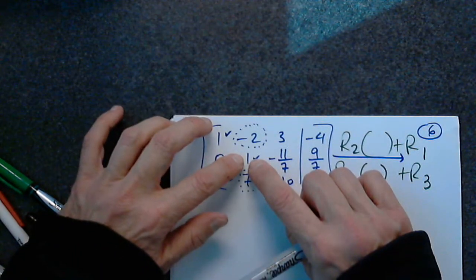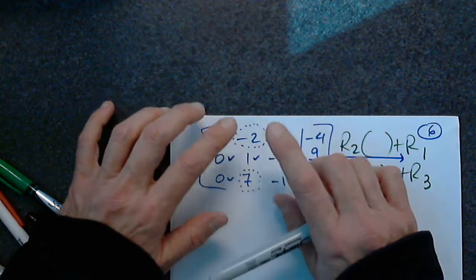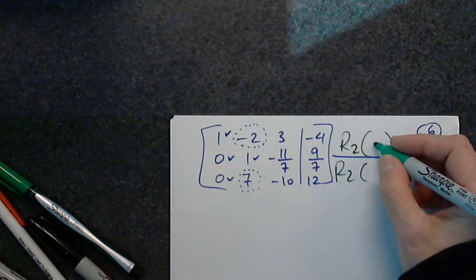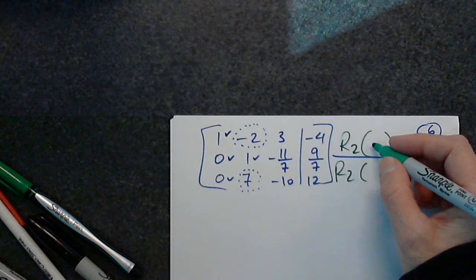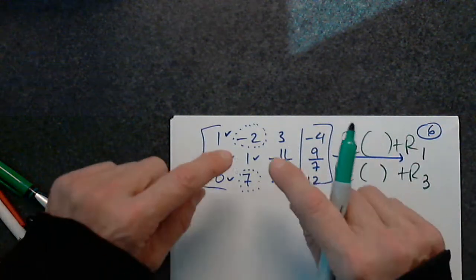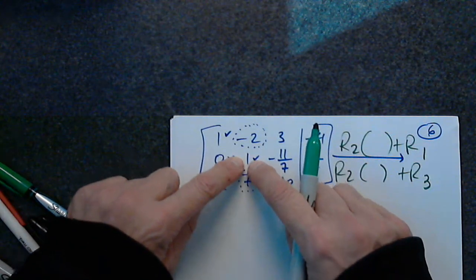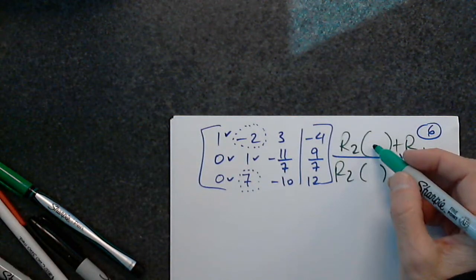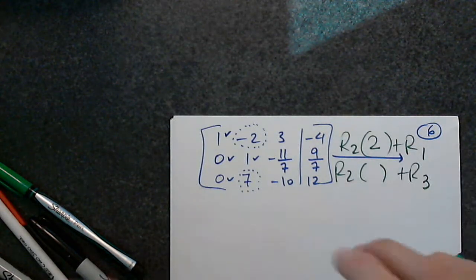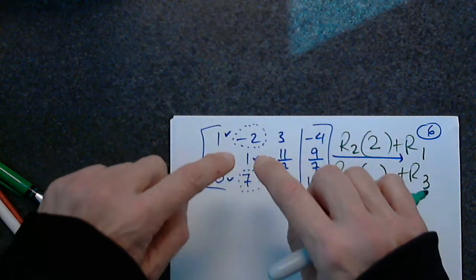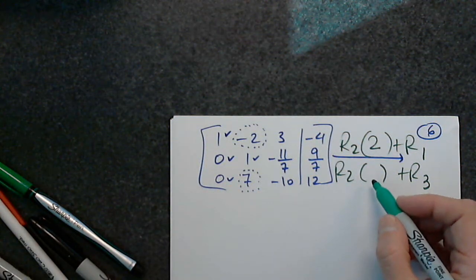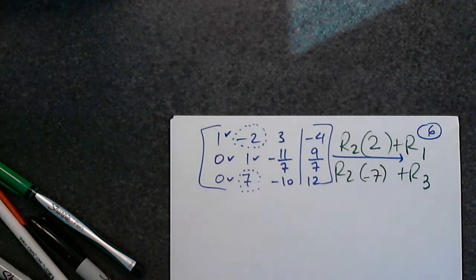Let's identify what we need to multiply by. What do I need to multiply by 1 so that when I add it to negative 2, I get 0? One more time. What do I multiply 1 by so that when I add it to negative 2, I get 0? Very good. What do I multiply 1 by so that when I add it to 7, I get 0? Very good. Awesome.